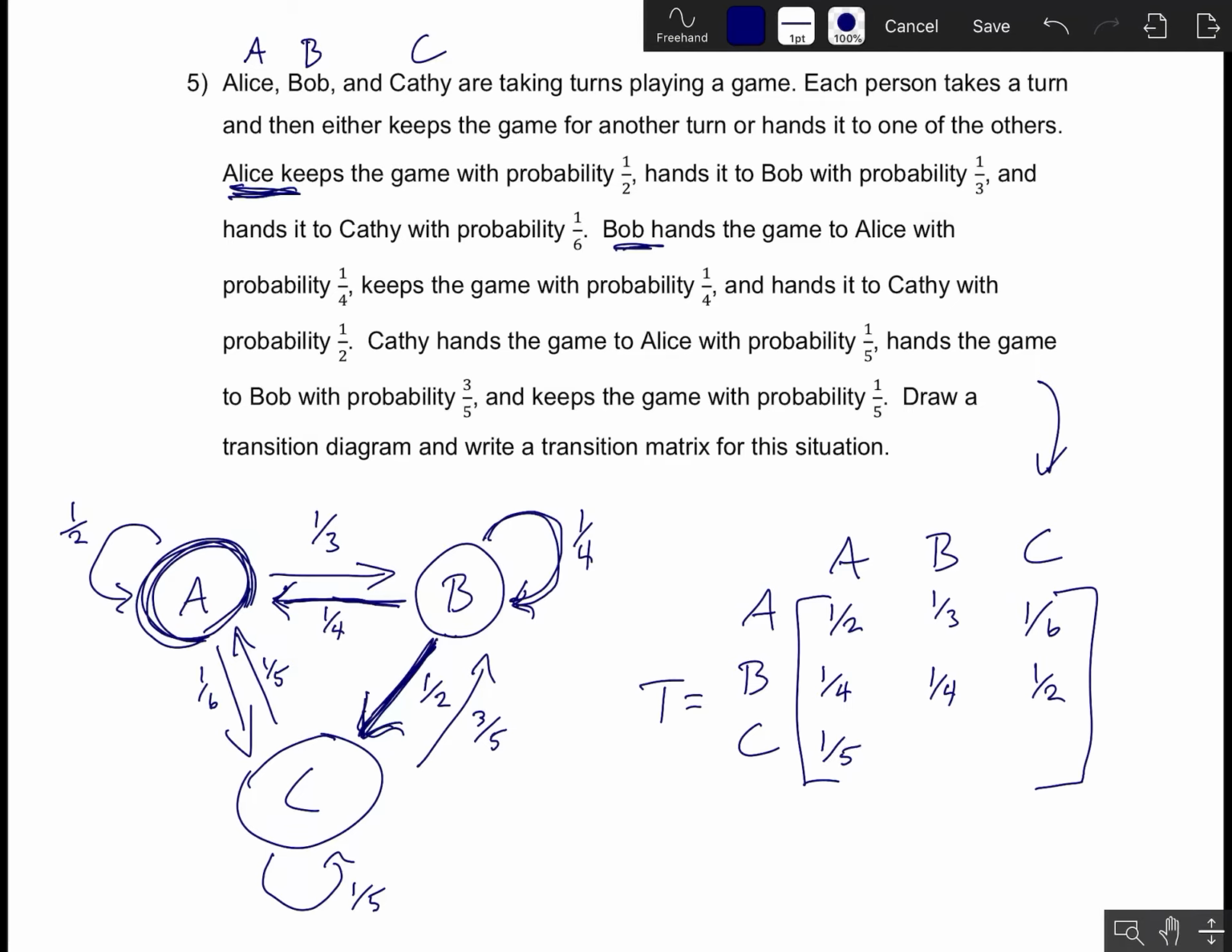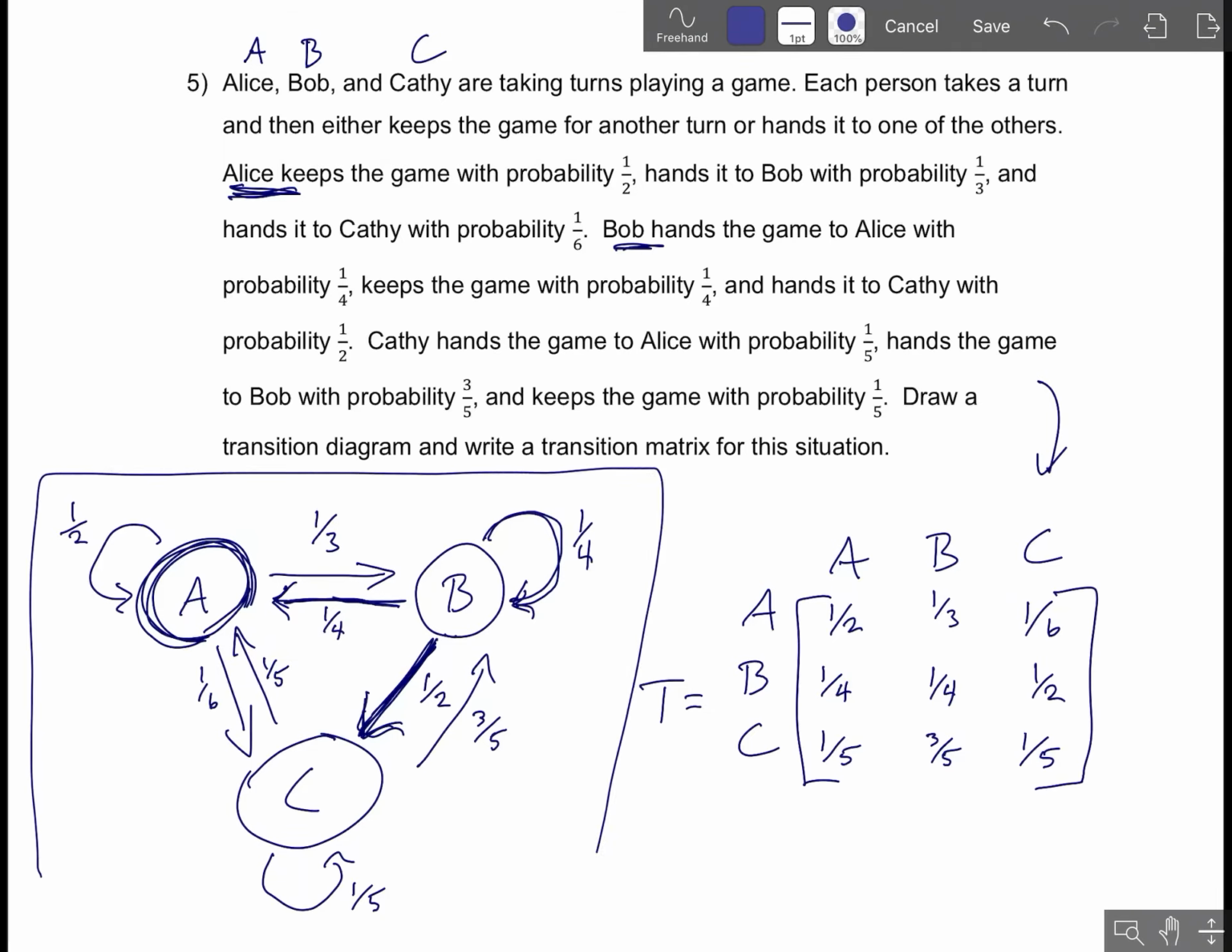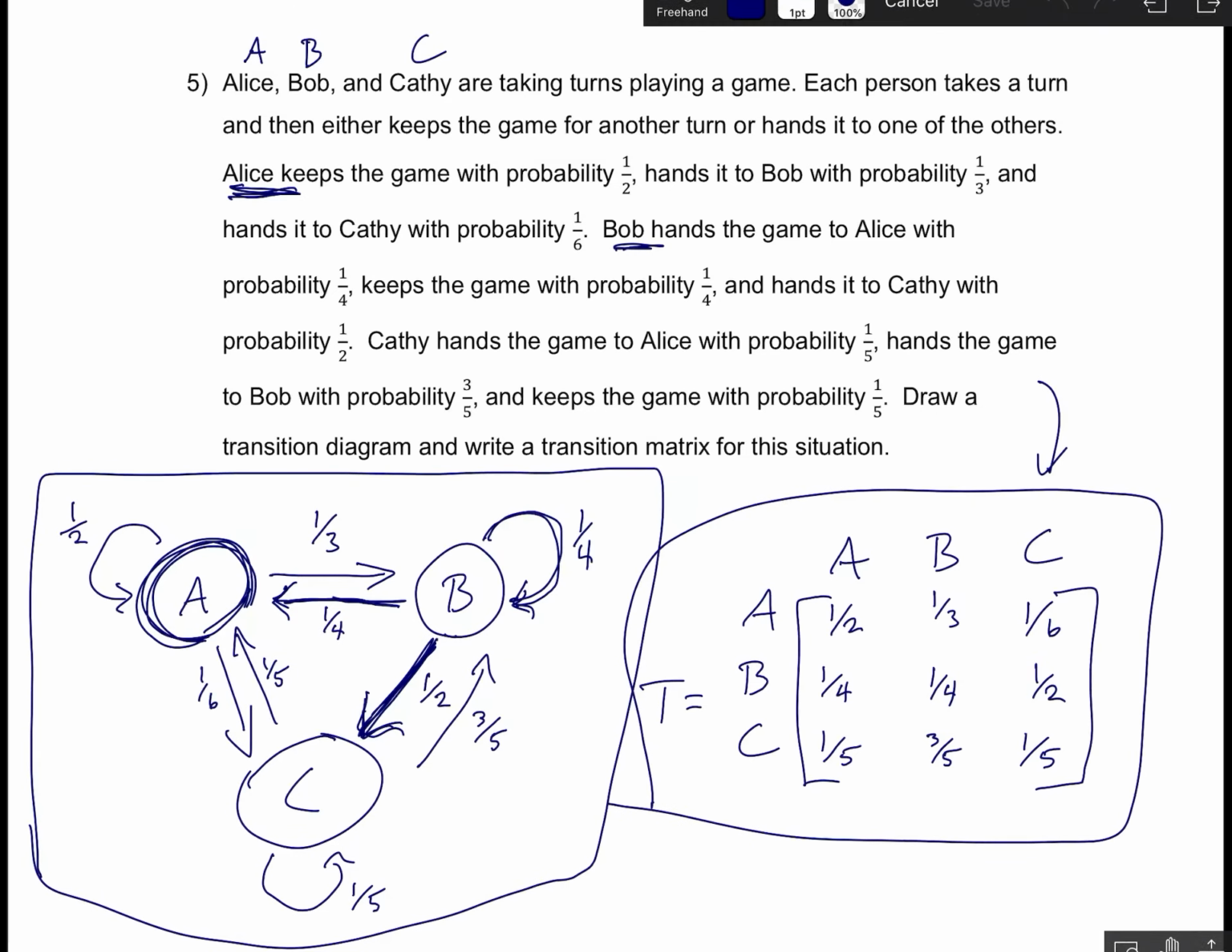And then for our last one, I'm just going to quickly fill them in. C to A has a weight of 1/5, C to B has a weight of 3/5, and C to C has a weight of 1/5. So those are our two equivalent ways of writing down the transition matrix or the transition diagram that we need for this Markov chain.